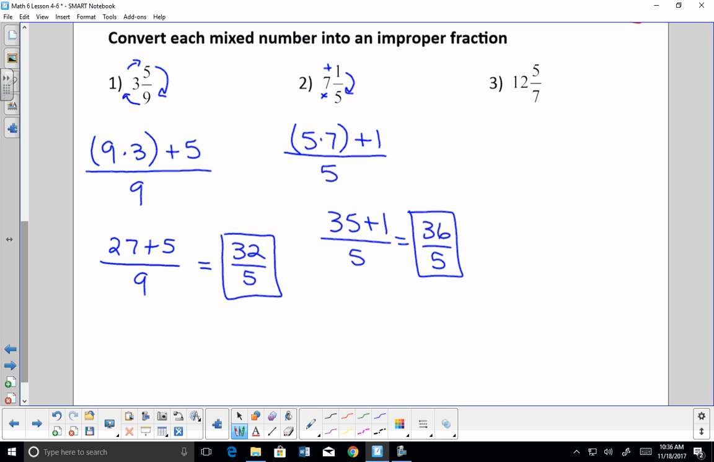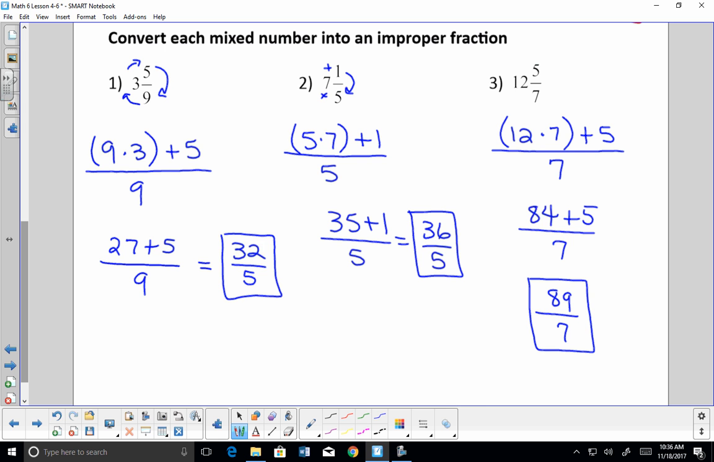Number 3, we're going to take 12, multiply it by 7, add 5, put it all over 7. 12 times 7 is 84. Hopefully you know your multiplication tables. 84 plus 5 all over 7. 84 plus 5 is 89, so this becomes 89 sevenths. Okay, so that is converting a mixed number into an improper fraction.